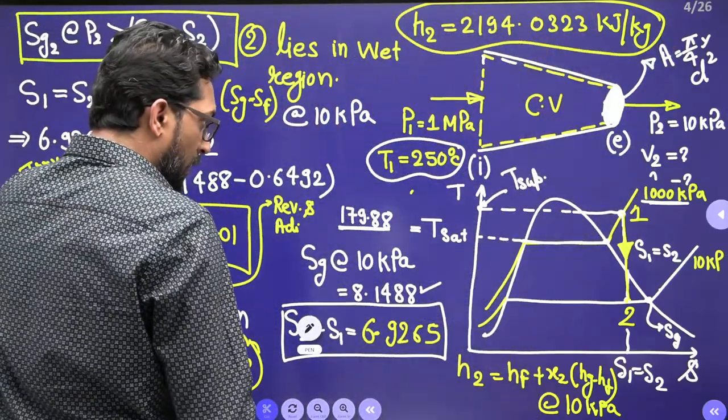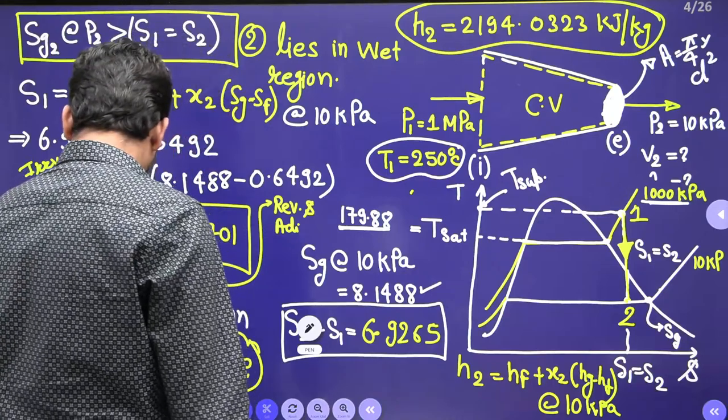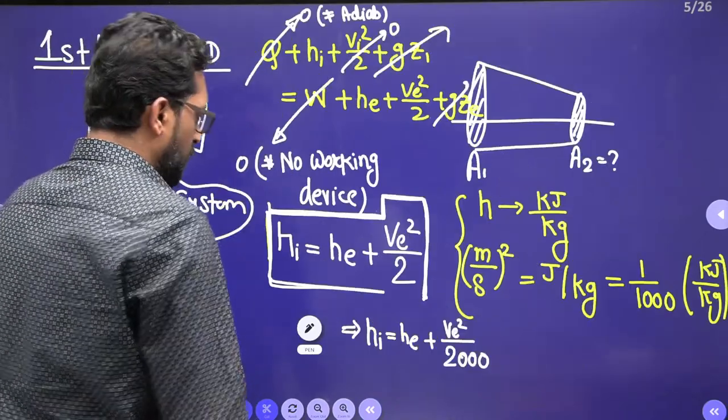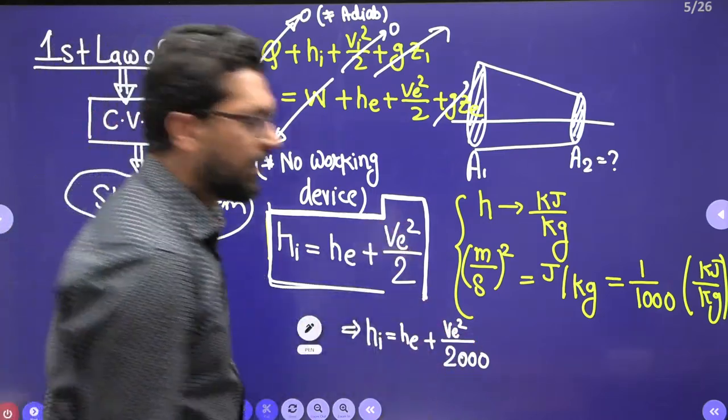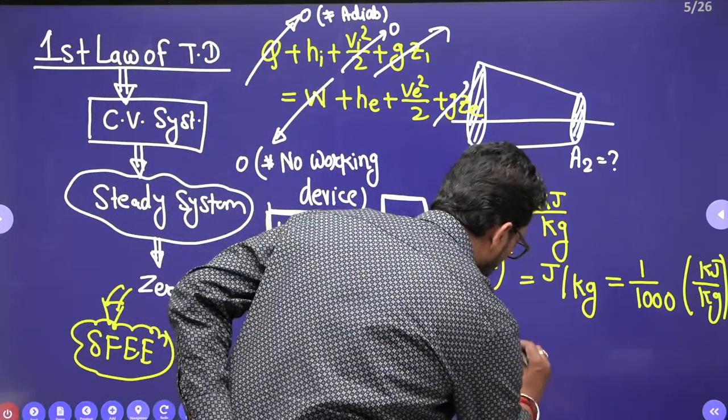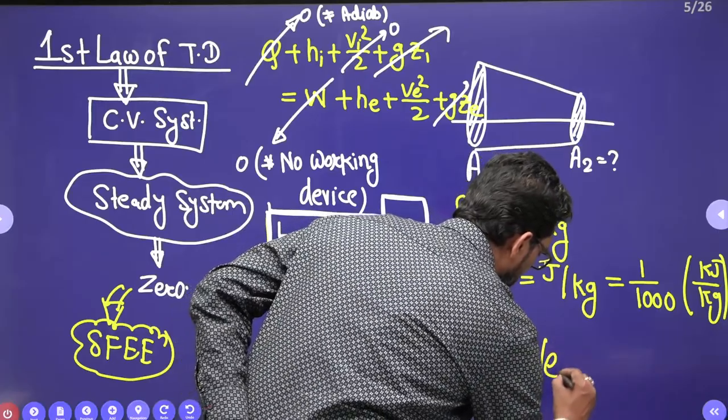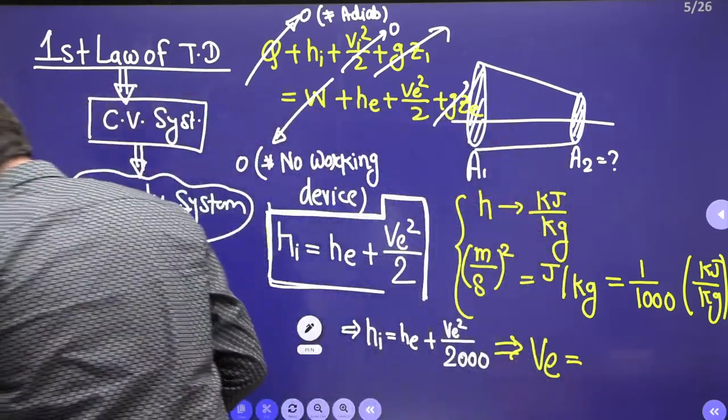Now you have H1, you have H2, so you can easily calculate the exit velocity. So from this equation, what is your exit velocity? Please, what is your exit velocity?